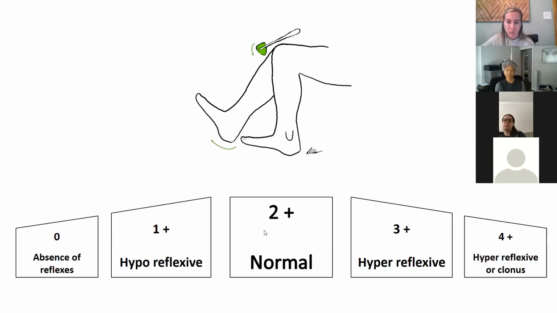We know our 2+ is normal, but then what if we're over here, right? What if we're over by our 4+? What are we thinking? We need more mag, right? Yeah, we're probably not at a therapeutic dose where our patient's hyperreflexic.